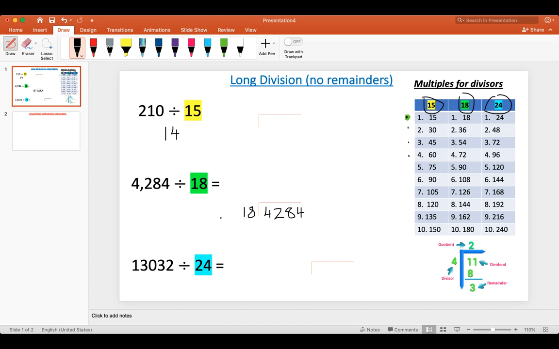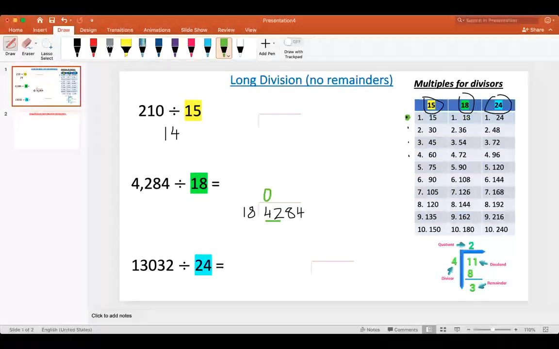So let's start with the question, as always. How many groups of 18 can I make from 4? Well, I can't make any, and top tip is probably going to be 0 quite a lot of the time. I'm now going to join these two digits together, so I've got 42, and I'm going to use my multiples of 18 column to help me work out how many groups of 18 I can make.